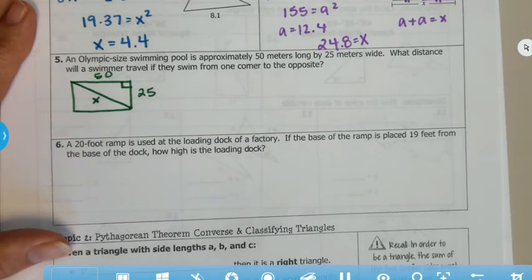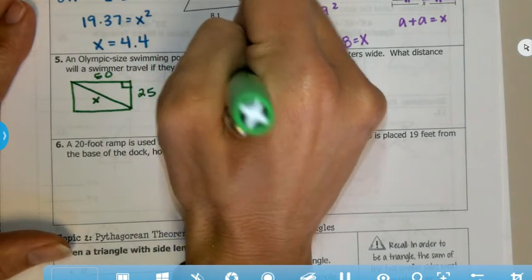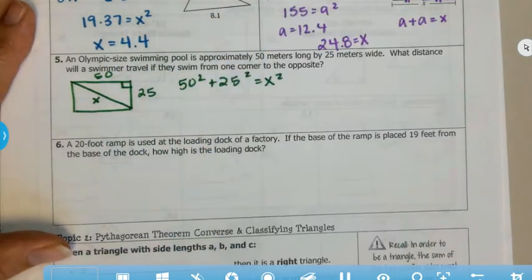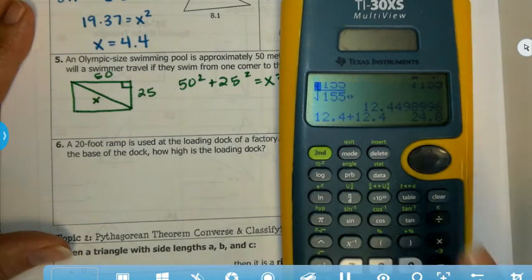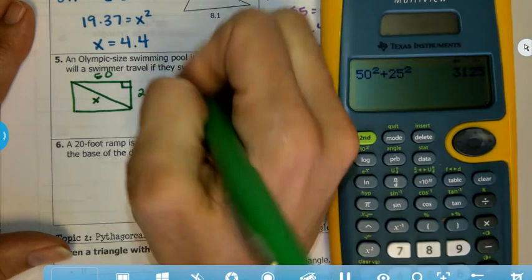So we're looking for the long side, which means that we need to add. So 50 squared plus 25 squared equals x squared. 50 squared plus 25 squared gives us 3125.